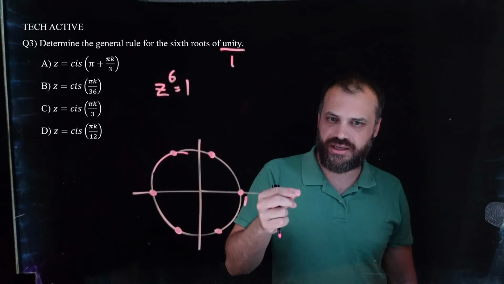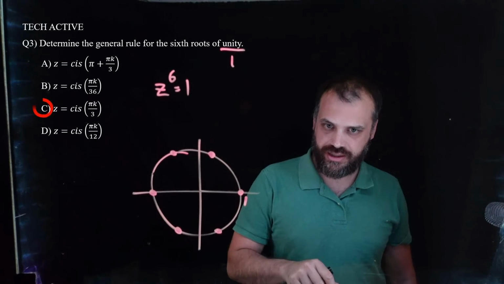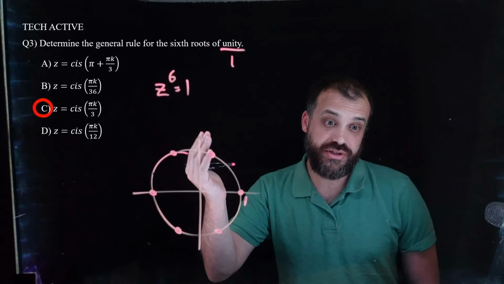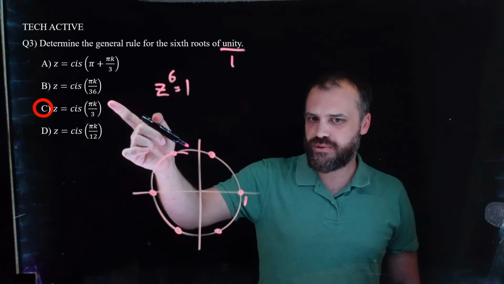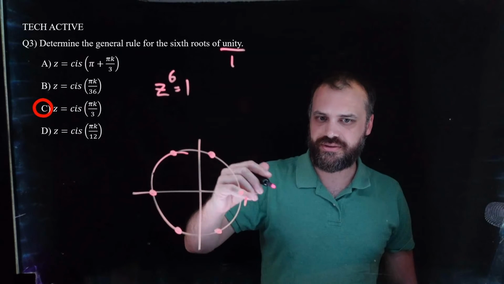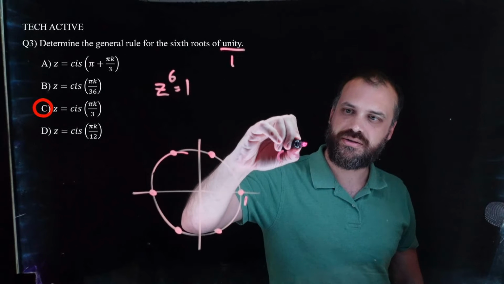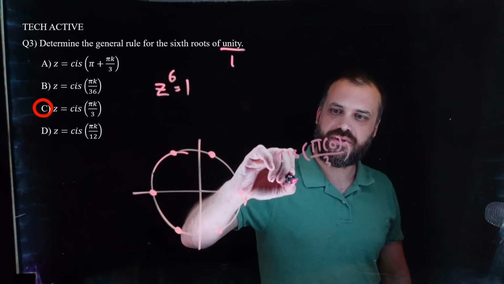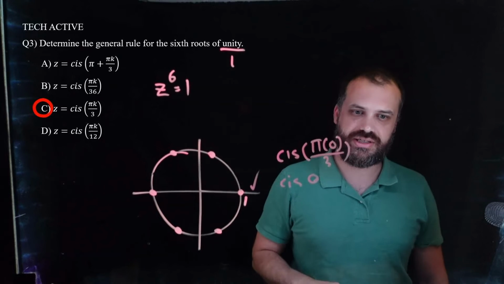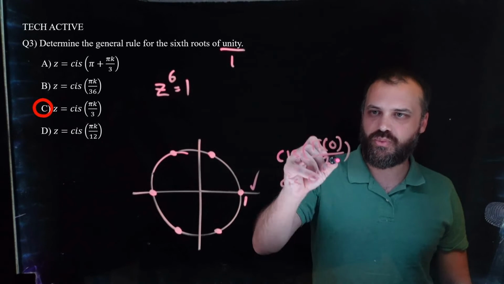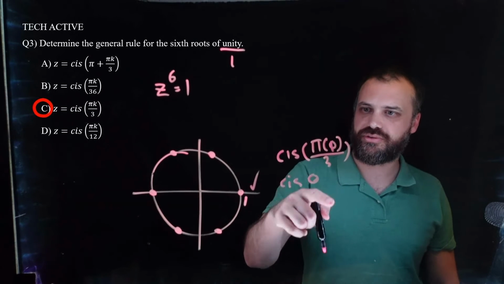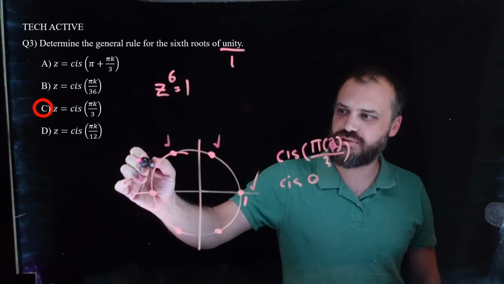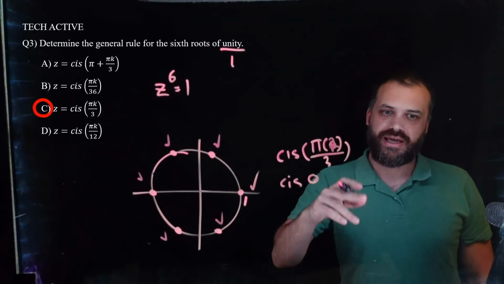And the answer is C. Why is the answer C? Just because? No, look at it, right? If I put 0 in for k, I get cis pi times 0 on 3, which is cis 0, which is this answer. If I put 1 in there, I get cis pi on 3, which is this answer. If I put 2 in there, I get cis 2 pi on 3, which is this answer. 3 pi on 3, 4 pi on 3, 5 pi on 3, etc.